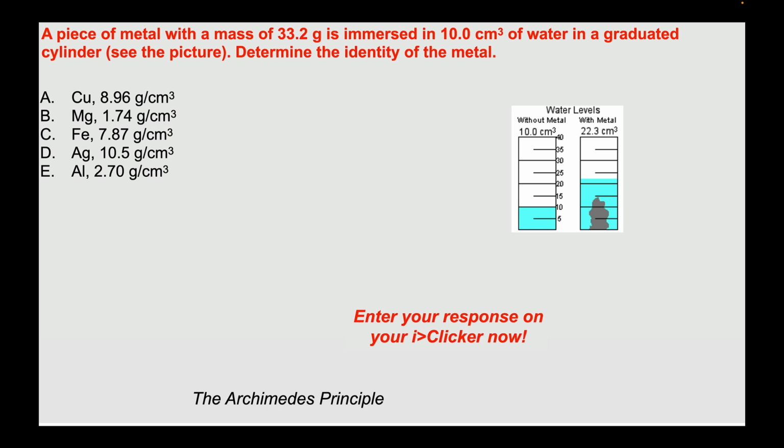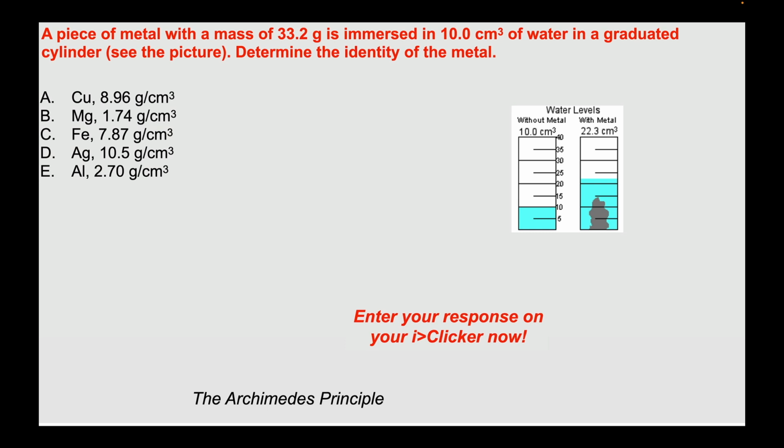So the question here is, we've got some kind of piece of metal. It's 33.2 grams, which you can measure on a scale, so that's not a problem. But we don't know the volume, and we don't have a nice length, width, and height. So we're starting with 10 centimeters cubed of water on the left, and when you add the metal in, you can see the metal plus water combination goes up to 22.3 centimeters cubed. So the metal displaces the volume from 10 to 22.3 centimeters cubed.